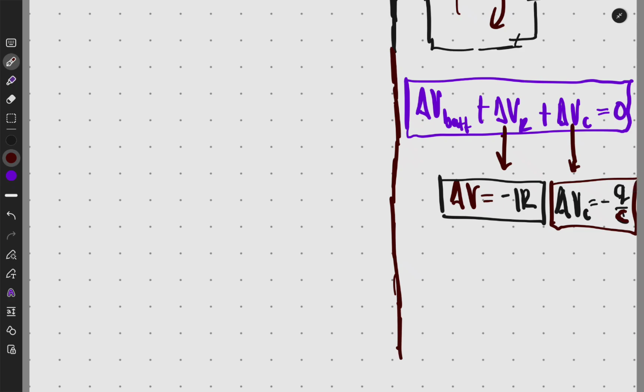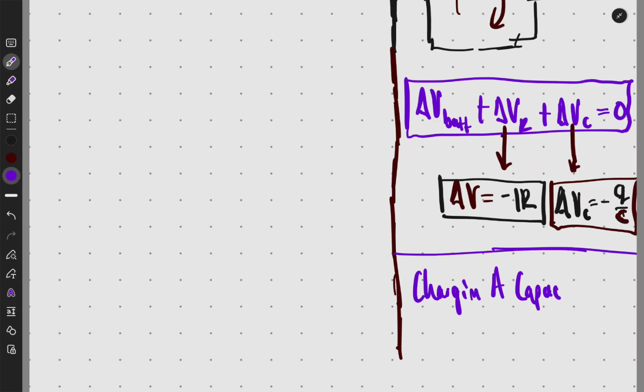Now the last thing we are going to do is the charging and discharging of a capacitor. When you are charging a capacitor, remember to charge is to add charge. You will now want to find how much charge is in the capacitor at any given moment. They can say after 6 seconds or whatever.